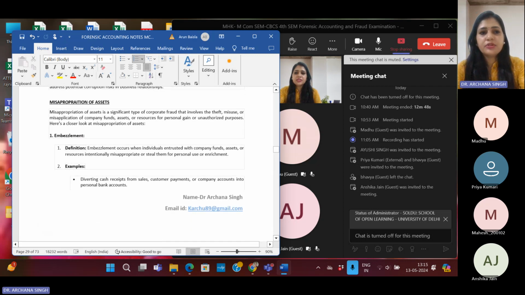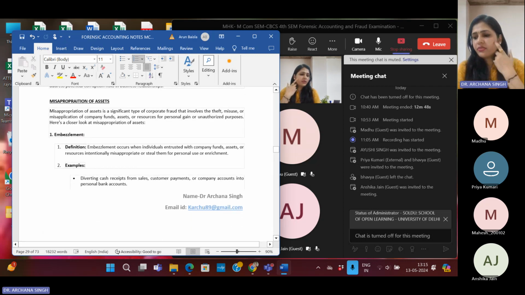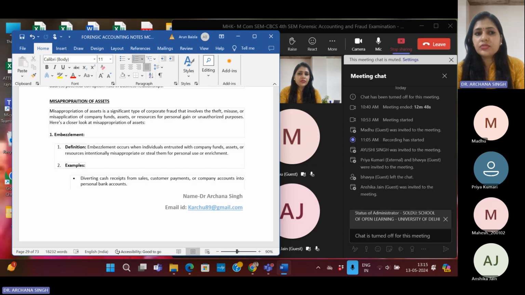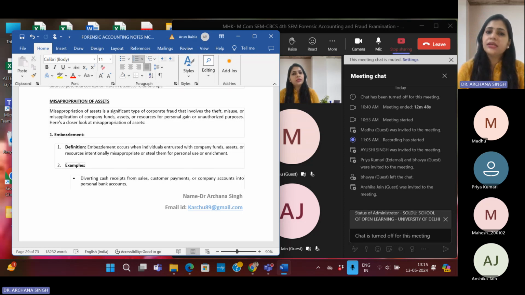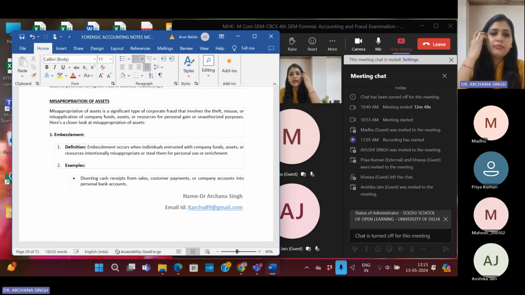Now, next is misappropriation of assets. Next, corporate fraud. Misappropriation of assets, as we had discussed, involves theft, misuse, or misapplication of the company's funds, assets, and resources by individuals for their own personal gain or unauthorized purpose. First of all is embezzlement. Embezzlement occurs when individuals who are entrusted with the company's funds, assets, and resources intentionally misappropriate or steal them for their own personal use.